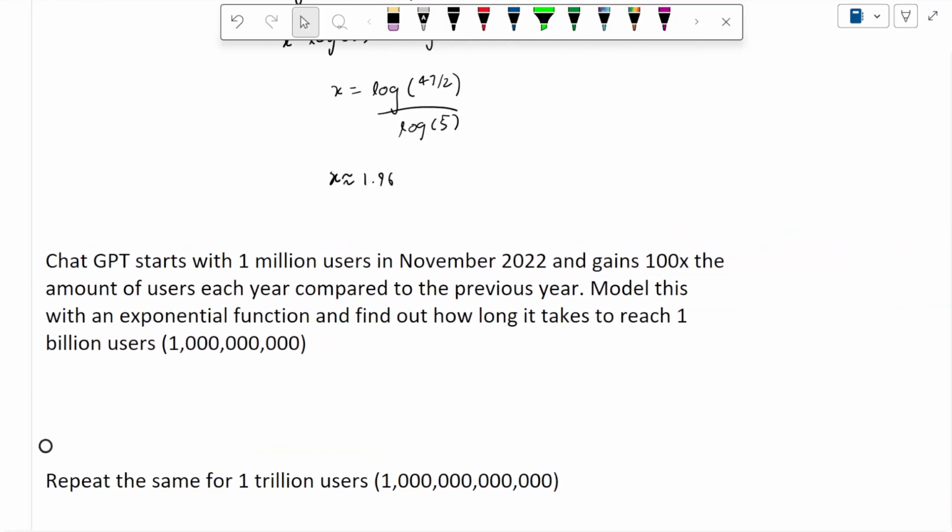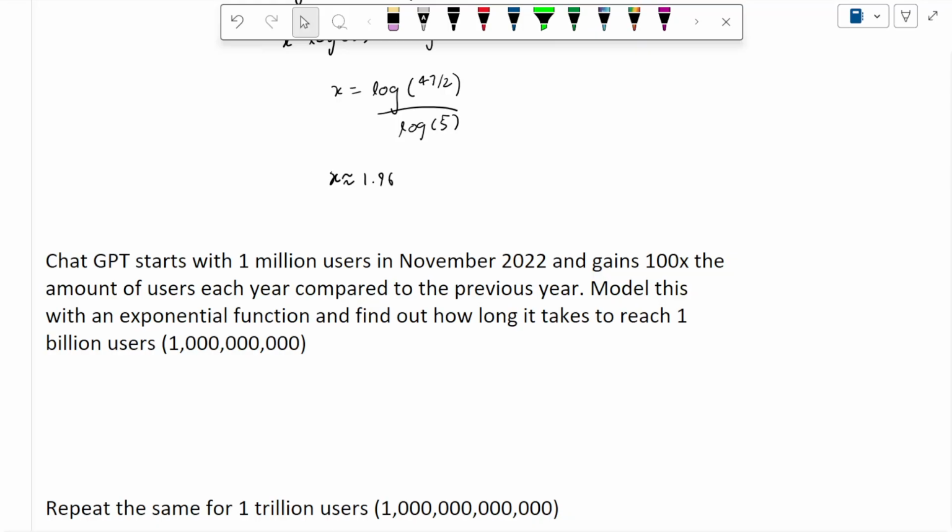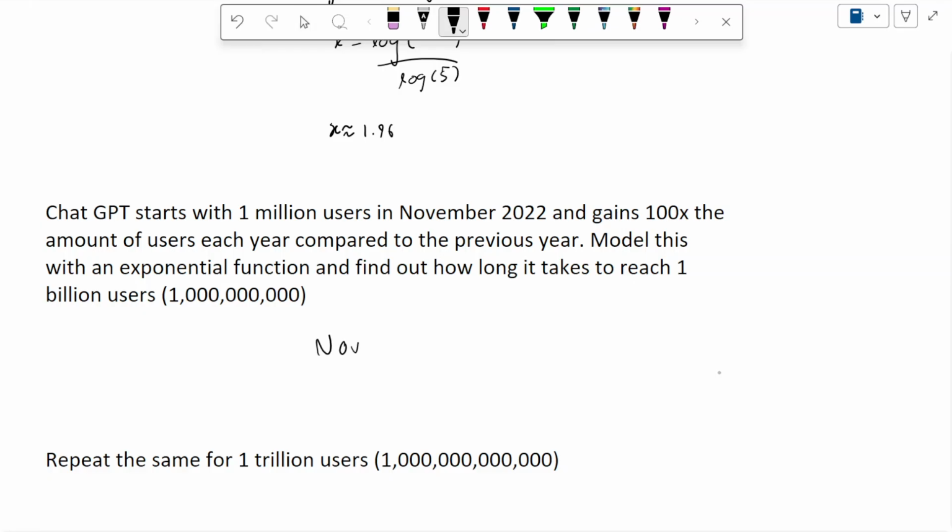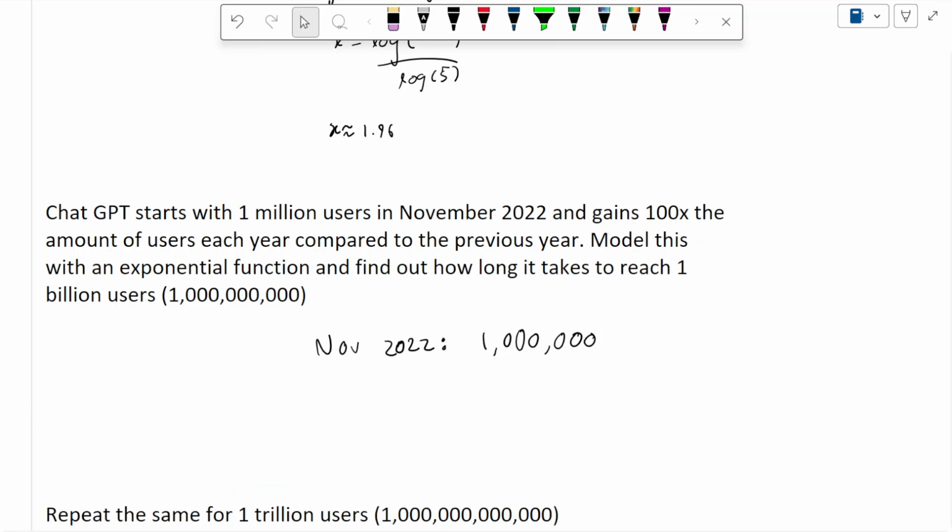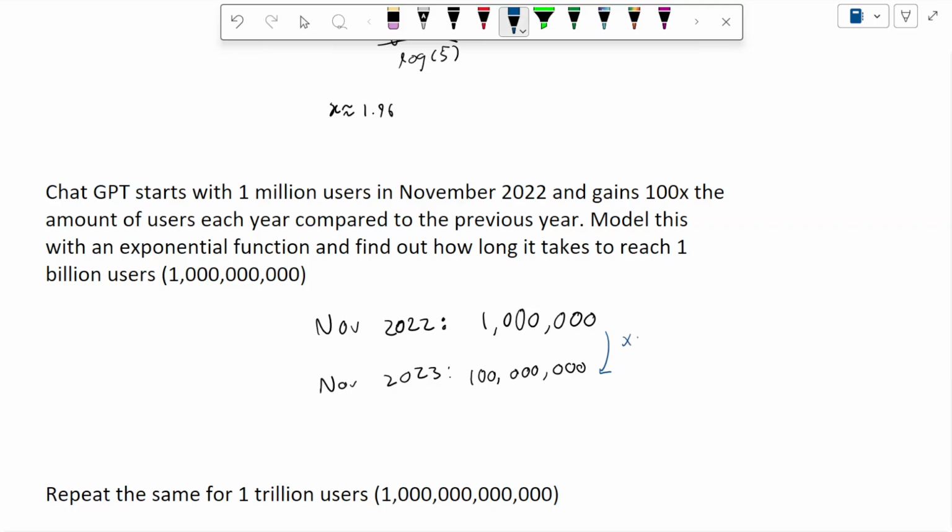Okay. This is some real world data, ChatGPT. So it starts with 1 million users, and just based on the first year or so of its growth, it looks like it's getting 100 times the users each year. So November 2022, we got 1 million users. And we're going to have 100 times the growth each year. So after 1 year, so this is in November 2023, we have 2 more zeros, so 100 million. And really all we've done there is times it by 100.